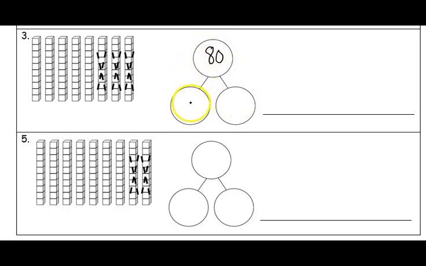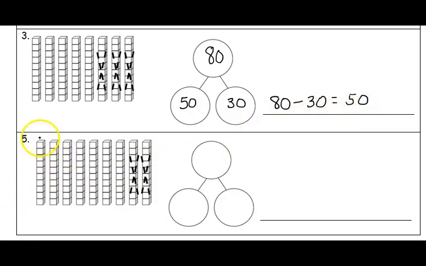Then I'm going to break my number bond into the part that we kept and the part that we crossed off. So we kept 5 sticks of 10, which would be 50, and we crossed off 3 sticks of 10, which would be 30. So we started with 80, we subtracted or crossed off 30, and that means we were left with 5 groups, or 50. That means 80 minus 30 equals 50.